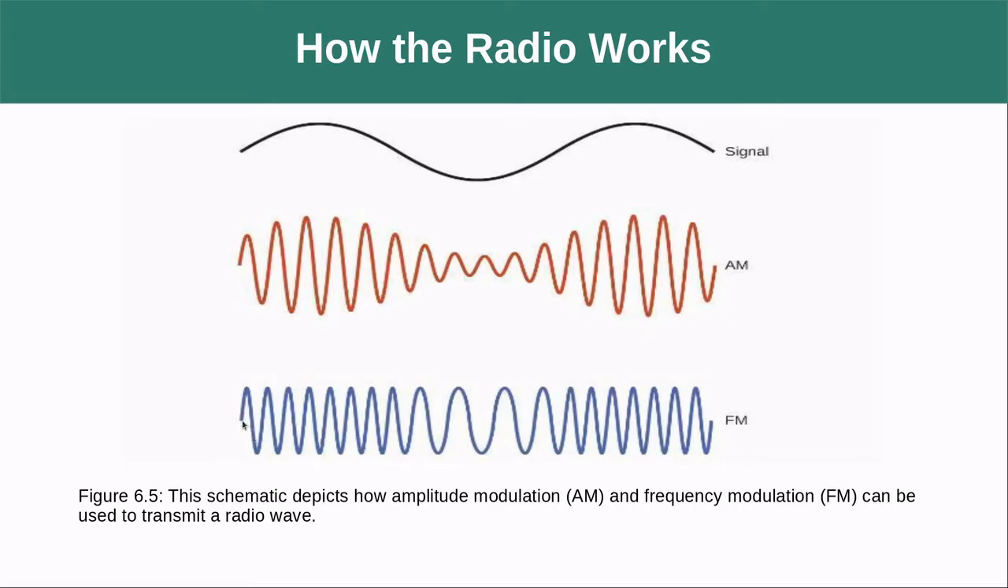With frequency modulation, what I'm doing is changing the frequency. So as the signal goes up and I want to have a higher signal, I increase the frequency. As the signal goes down, I decrease the frequency, and then back up again over here. Both of these have their upsides and downsides, and that's why we still have both AM and FM radio.